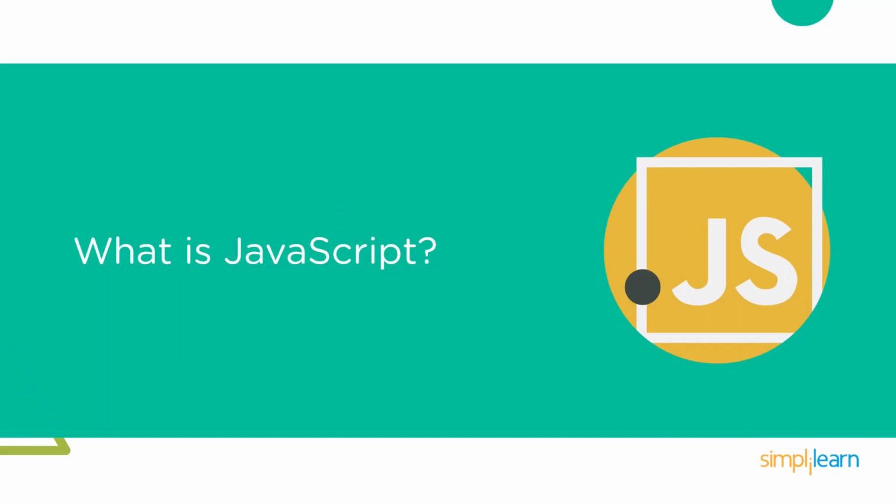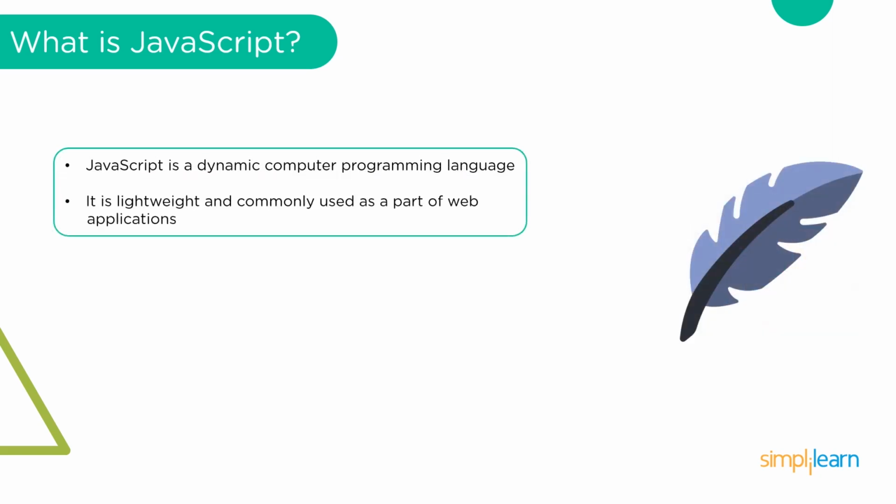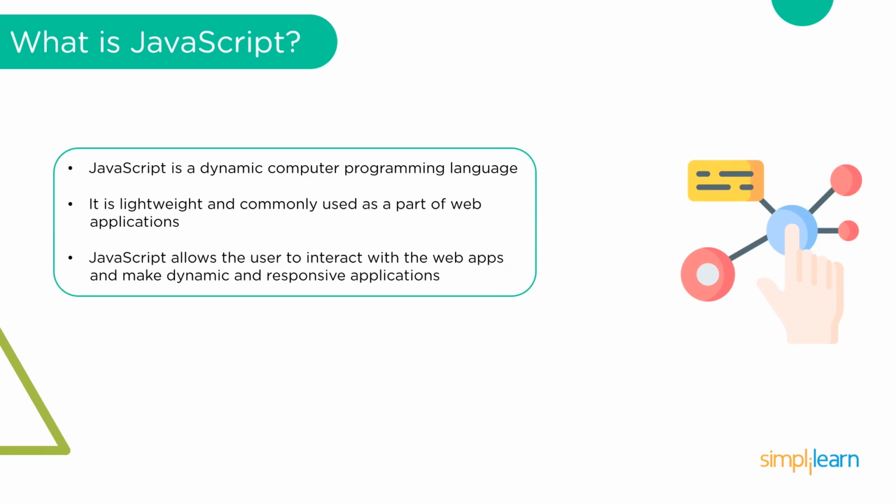Now, what is JavaScript? JavaScript is basically a dynamic computer programming language, and it is also known as an object-based language. It is typically designed for developing lightweight applications, suited for all different types of web-based applications. JavaScript allows users to interact with your web application more closely and gives more dynamic and responsive applications. As I said, responsive applications are designed not only for the web but also for a variety of user interfaces.